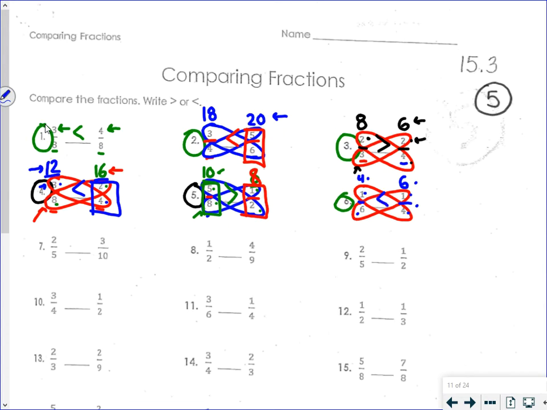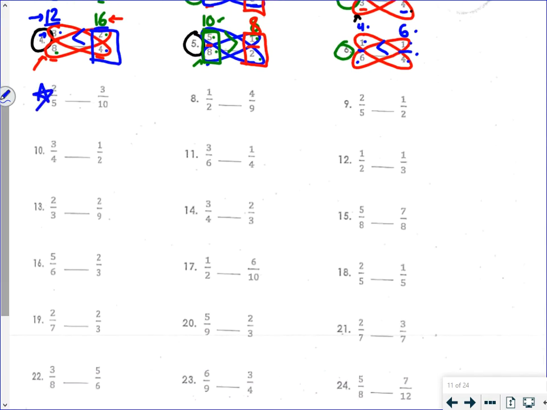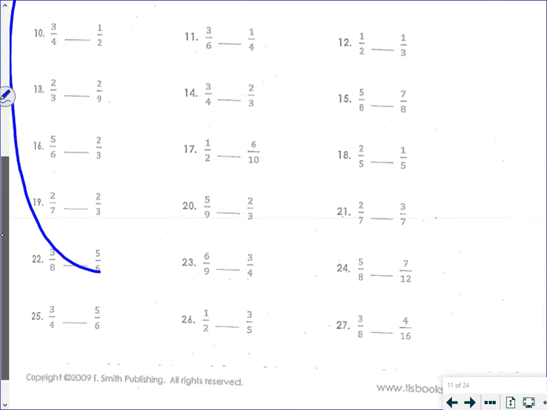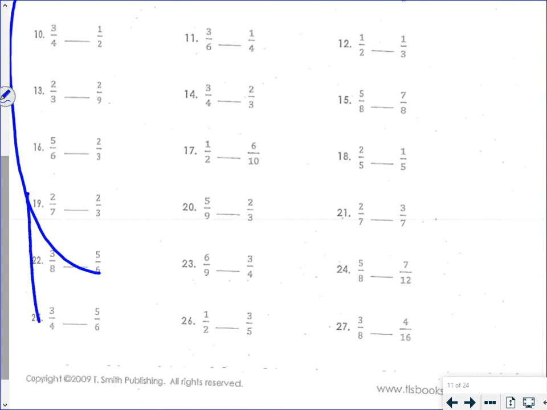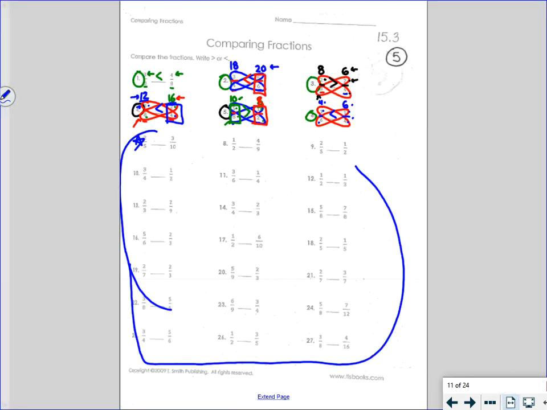Okay. So now the rest of these are going to be extra practice. I'm just going to flip it. There we go. The rest of these are extra practice. Okay, so I would recommend trying a couple more of those out. All right, let's go to the back side here.